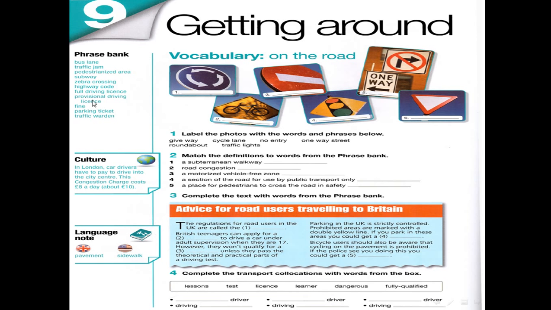Provisional driving license. Right? Why? To drive, let's complete. To drive a car under adult supervision. Right? And when, supervision. When they are 17, yes, underage. However, they won't, means will not, huh? They won't qualify for what?